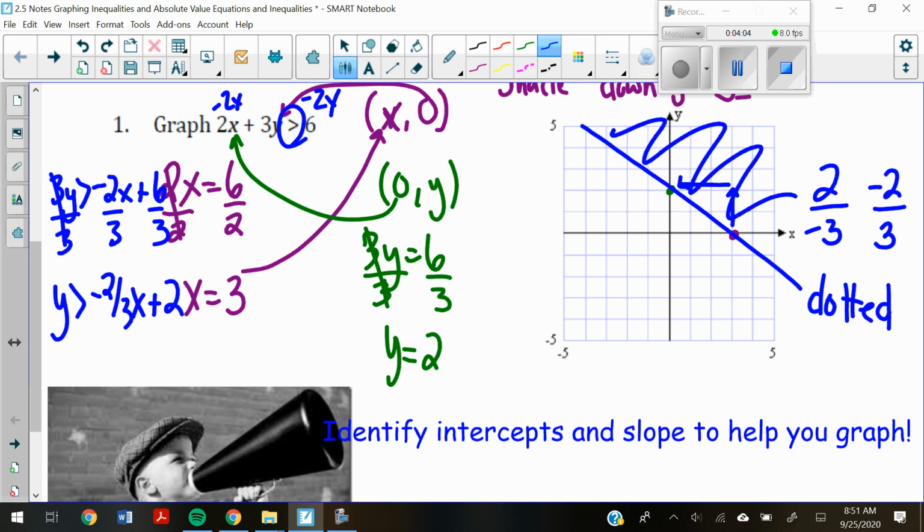But another way I could do this, I'm going to show you, is a test point. So I'm going to use a test point. I'm going to use 0, 0 because my line doesn't go through it and it's super easy to use. So I'm going to plug 0, 0 in for x and y.